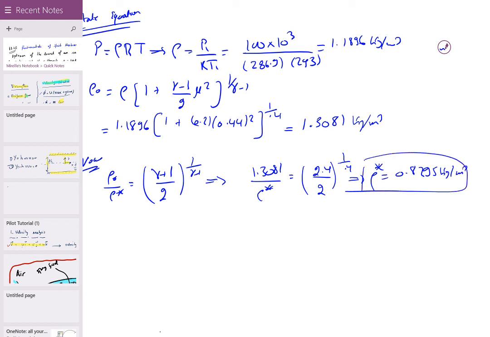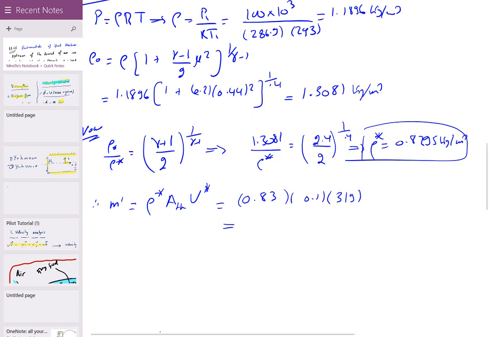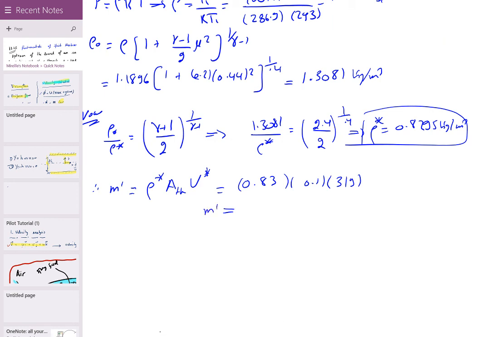Now I have everything I need to find the mass flow rate. Therefore, mass flow rate is density times area at the throat times the critical velocity. So I have 0.83 approximately times the area is 0.1, and V critical is 319. So my mass flow rate is 26.5 kilograms per second.